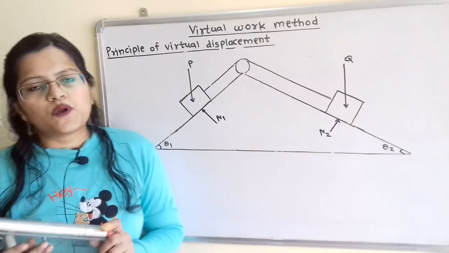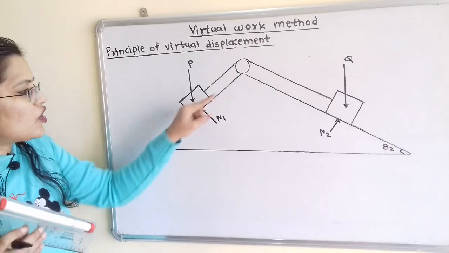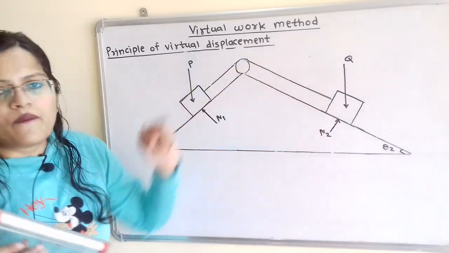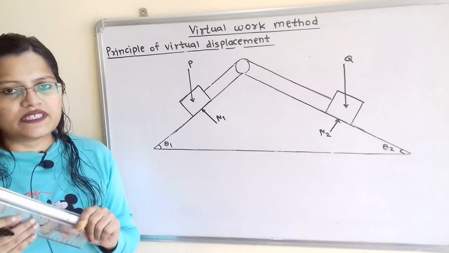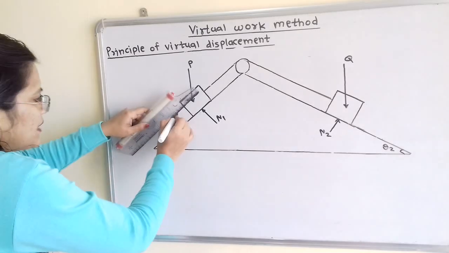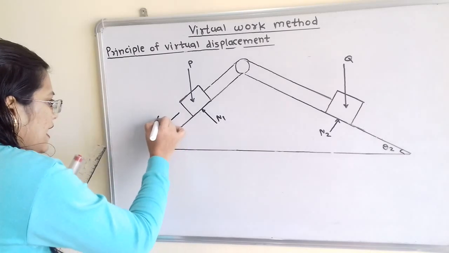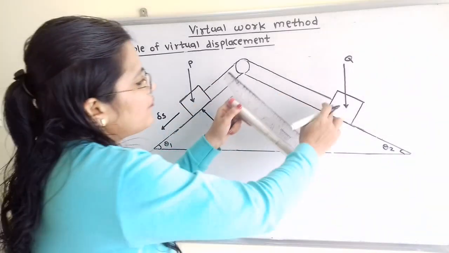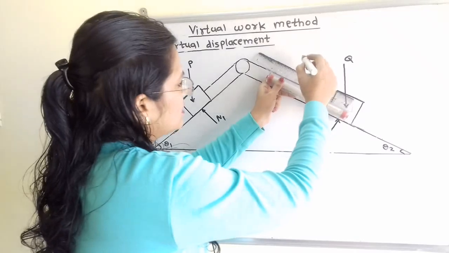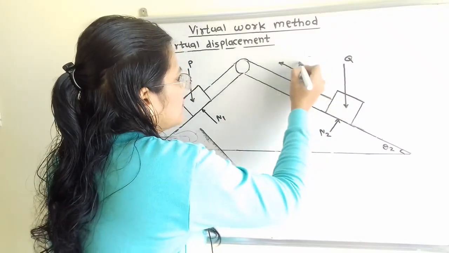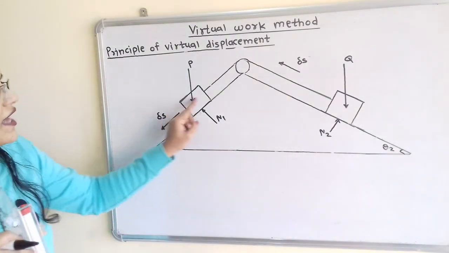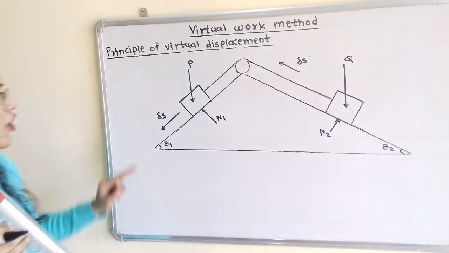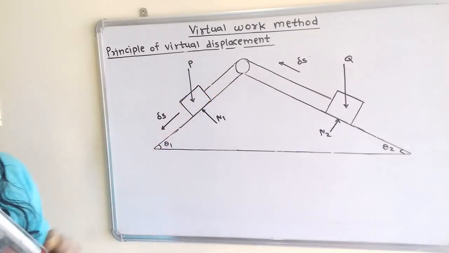If we consider that block P will slide in the downward direction along the inclined surface, then at the same time this block Q will move in the upward direction by the same magnitude of displacement. So I will show here the displacement is delta S, and the direction is downward. Now at the same time the same displacement for this block Q is in the opposite direction, that is, the upward direction, because these two blocks are connected through the same string. Now if we observe, this delta S is parallel to the inclined surface.